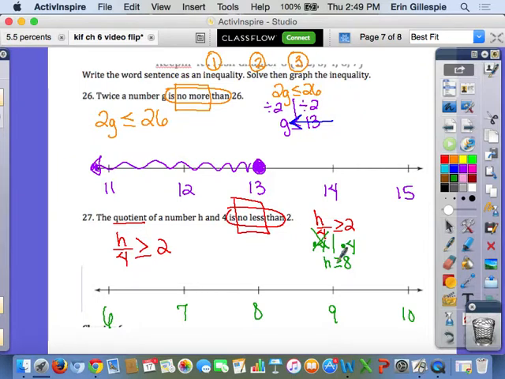What kind of dot do we want? We want another closed dot. H is greater than or equal to 8. Where are the numbers greater than or equal to 8? To the right. And again, you can use that trick because the variable's on the left. This looks like an arrow pointing to the right.